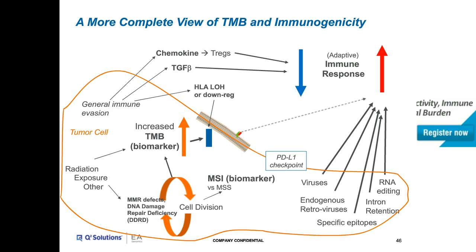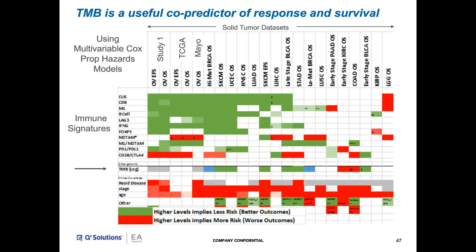So the question is, if we go back to that graph that I had before about associating different key biomarkers with outcomes in different types of cancer, here I've added the line, if you see the line in black there, where I'm looking at mutational burden as a predictor of outcome. And sure enough, mutational burden does, in the presence of age, stage, and residual disease, and many other indicators, often predict outcomes in the sense that higher mutational burden often implies less risk. But there are a few cancers where that's not the case.